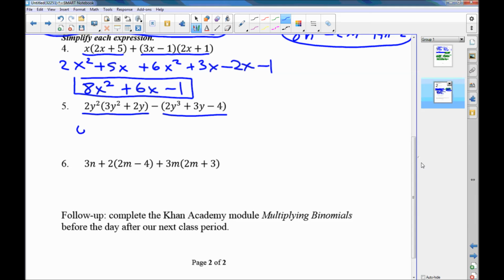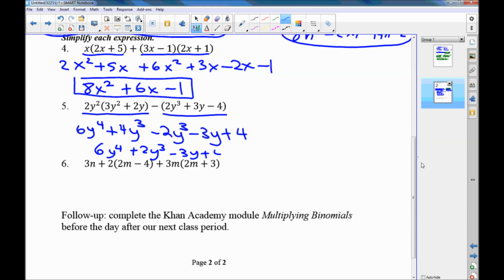So this would be 6y to the 4th. 2y squared times 2y will make plus 4y cubed. And then I'll distribute the subtraction, and I'm going to get negative 2y cubed minus 3y plus 4. Notice it changes the signs of all of the terms in the second polynomial. Okay, then we get 6y to the 4th plus 2y cubed minus 3y plus 4.